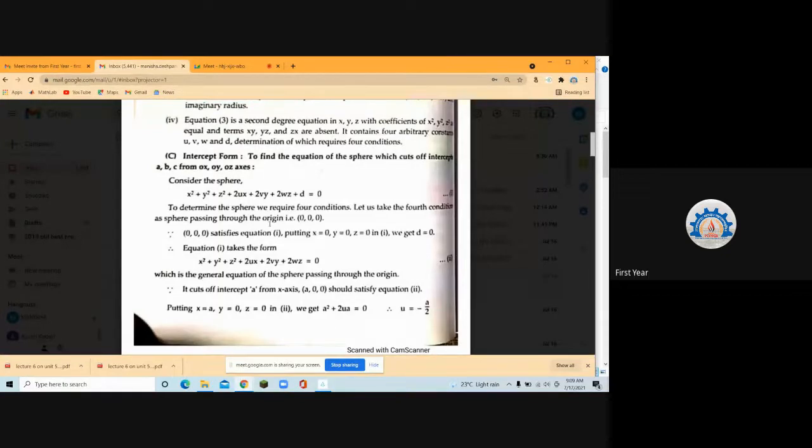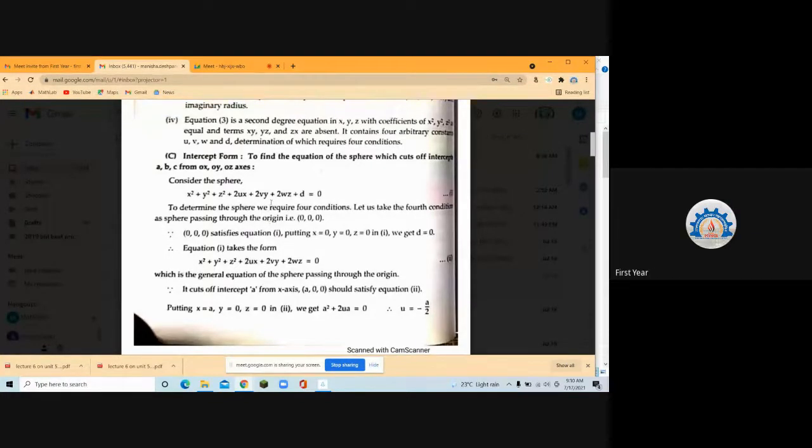If I want to find the equation of sphere in any form, how many conditions should I know to find the equation? Which are the unknowns which you want to find? u, v, w and d. There are 4 of them, no? u, v, w and d. 4 terms are there. So if you want to find 4 unknowns and a unique solution, how many minimum conditions do you require? 4.